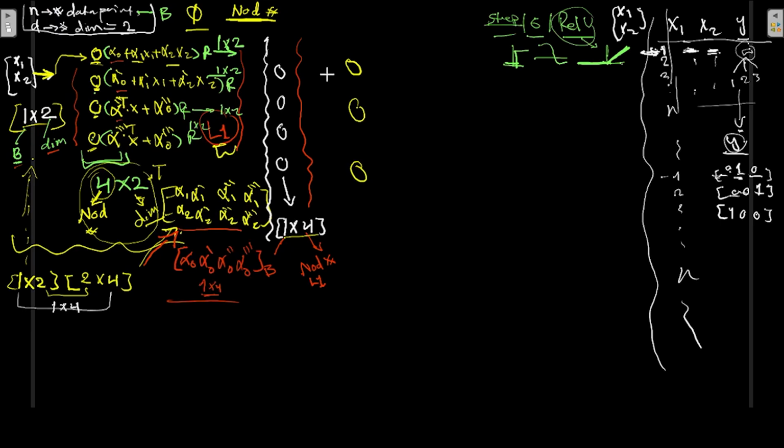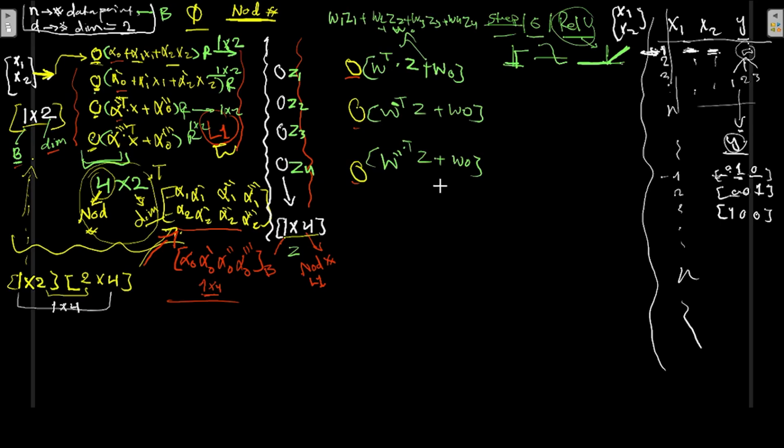Let's go ahead and look at the second layer. To differentiate from alpha, we're going to use W here. Let's call these guys Z1, Z2, Z3, and Z4. We have a 1 by 4 Z matrix. So W transpose Z plus, we're going to say W naught. Same here. We're not going to do any of these activations. We're going to do something else with them.